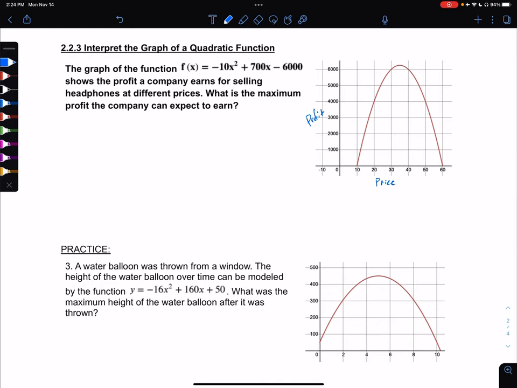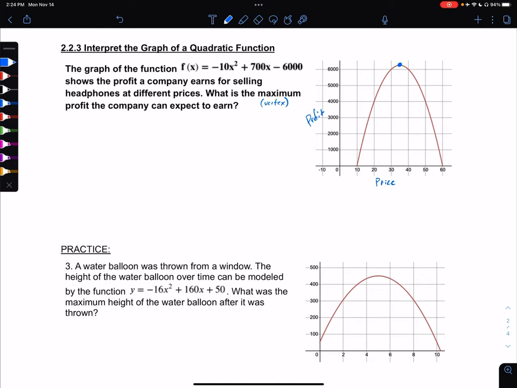All right, so maximum is the highest point on our graph, so it's going to be up here. And what we also want to note is that the maximum is the vertex, right? And we know how to find the vertex of a quadratic function in standard form from the previous videos. So don't think of it as finding the maximum when you're calculating it. Think of it as you're calculating the vertex, and then you could use the coordinates of that vertex to determine the profit of the company.